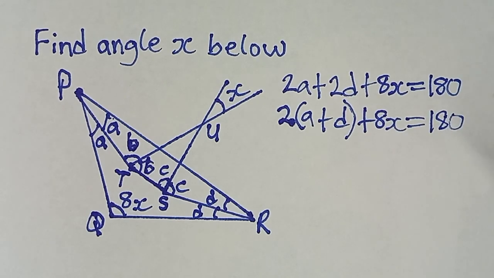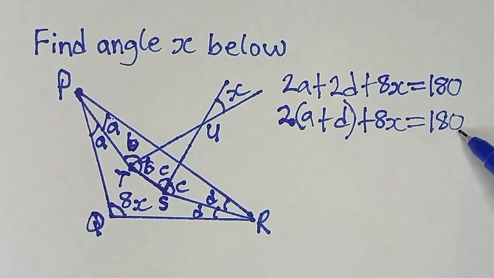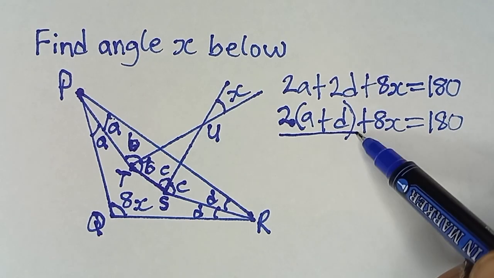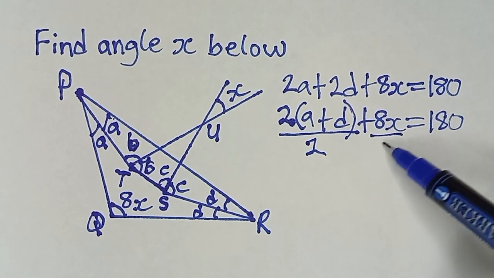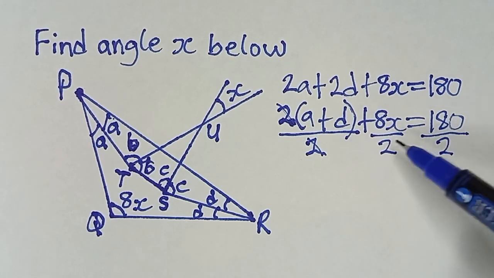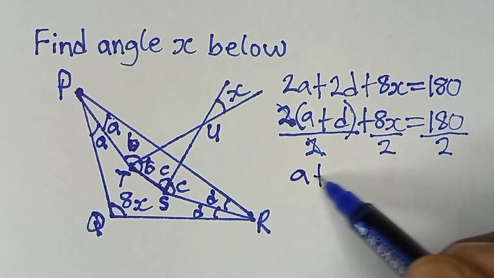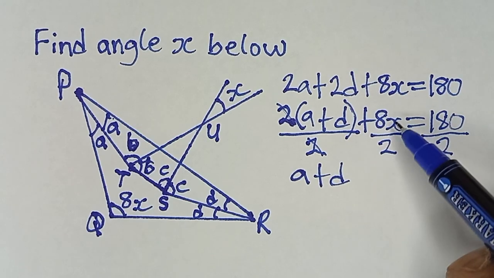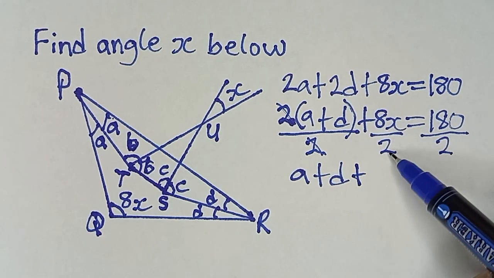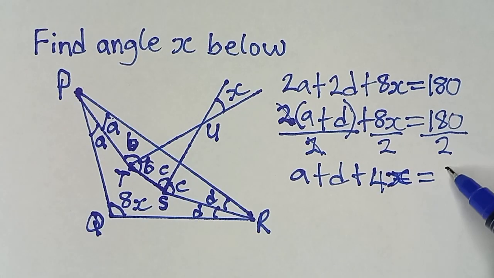180. Now, I can simplify further by dividing each term by 2, because 2 is common to this, 2 is common to 8x, and 2 can also be common to 180. So let me divide each term by 2. It's just like dividing both sides by 2. So these 2 will cancel 2. And what will be left here is A plus D. And then here I'm left with 8x divided by 2, which is 4x. And that will be equal to 180 divided by 2, which is 90.